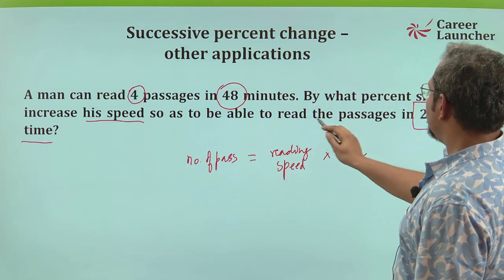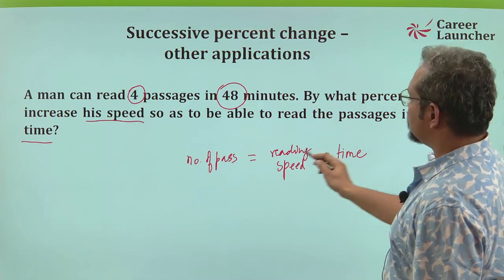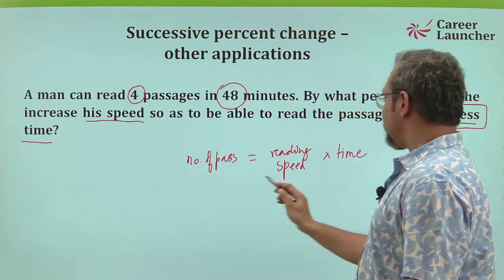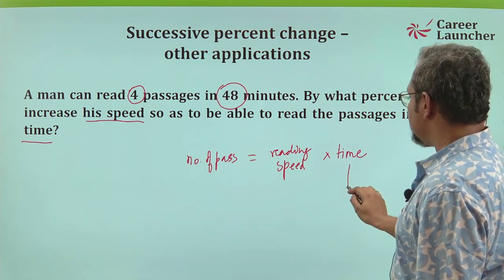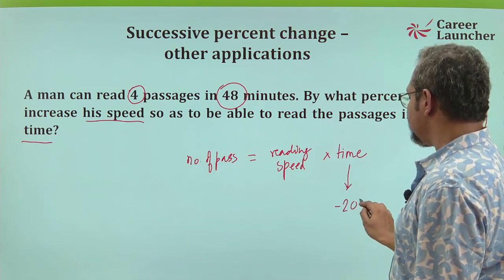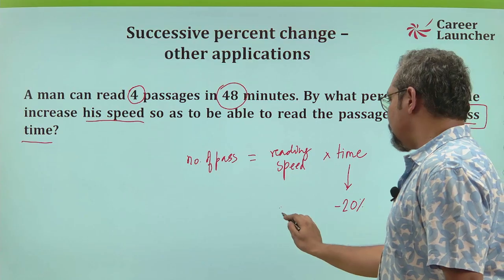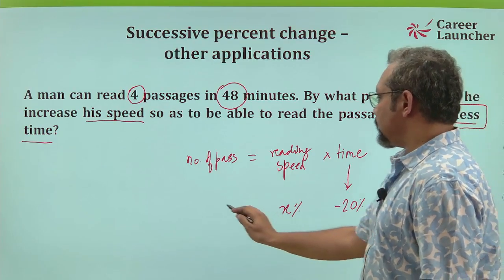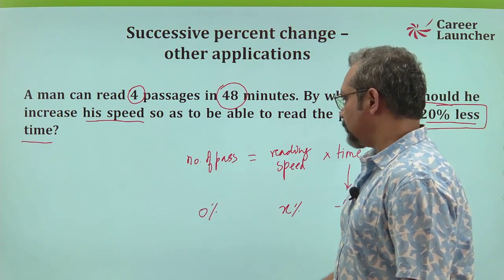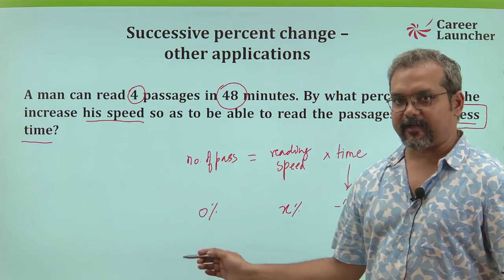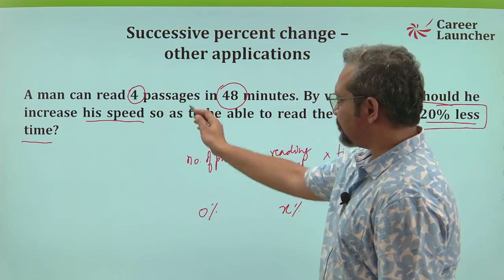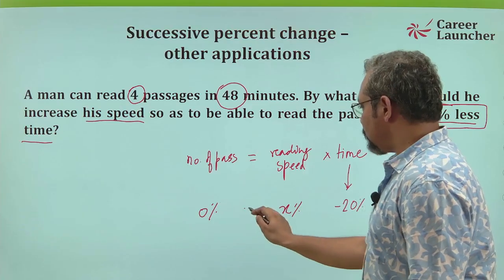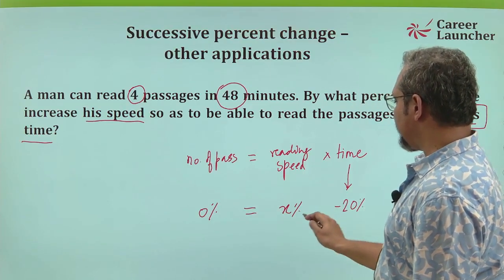Now it's saying that you have to be able to read the passages. So it's the same number of passages that you have to read, right? In 20% less time. So that means here you have minus 20%. What should you have? Let's say X percent. So that the number of passages don't change. We are not saying 5 passages, 4 passages, 3 passages, the same number of passages. So 0 is equal to successive of X and minus 20.